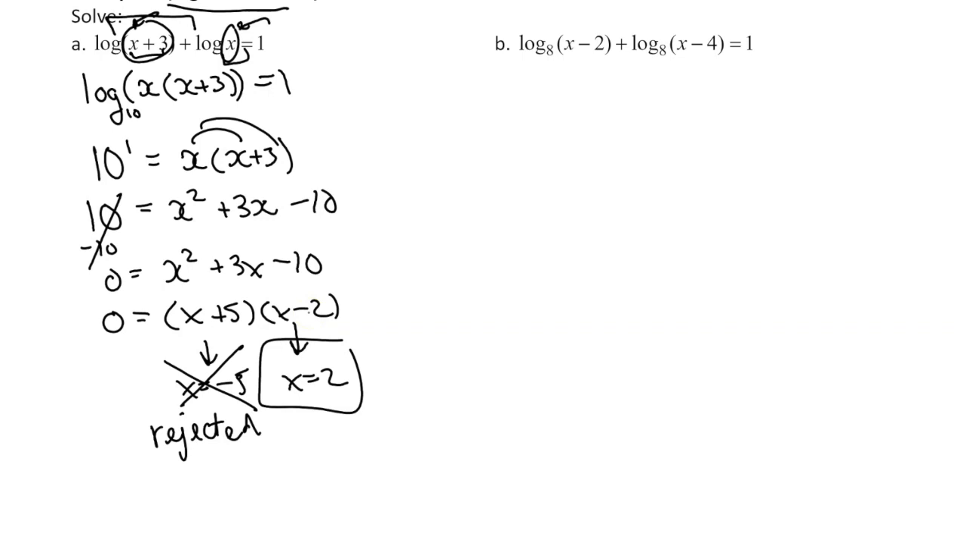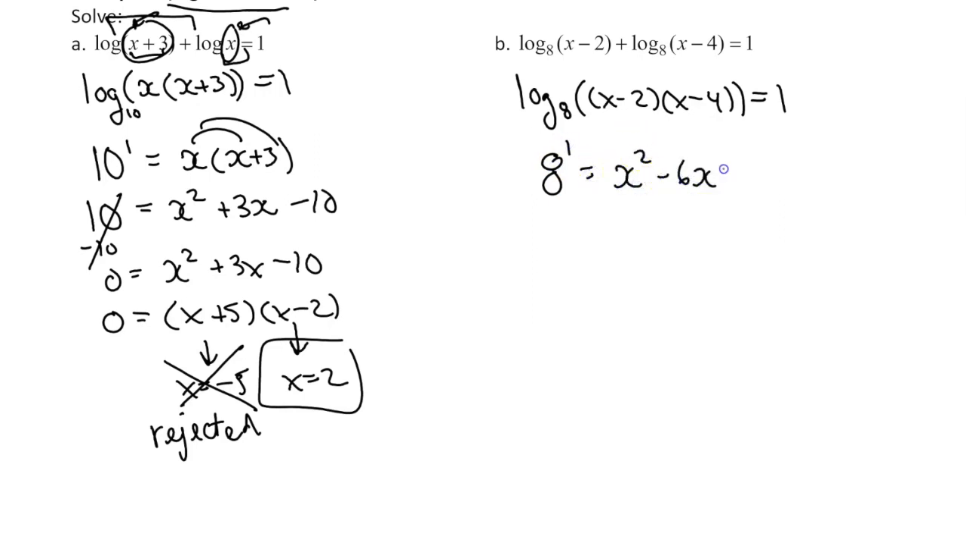So basically, in a lot of these questions, you're going to have to consider if you reject one of your solutions, maybe both of your solutions, but make sure you always do a check for these. Question B, let's join this as a single log. And once you have a single log, let's put it into exponential form. 8 to the power of 1 equals, I'm going to FOIL this out, x squared minus 6x plus 8.